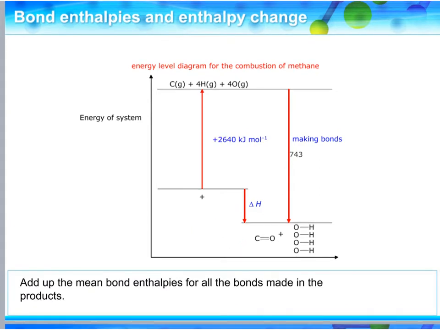All we need to do now is to go to our table and get the values for breaking 4 lots of carbon hydrogen bonds and breaking 2 lots of oxygen bonds. We add all of that up together and that comes to a positive value, because remember, average bond enthalpies, you're putting in energy, it's got a positive value. So to break all of the bonds in the reactants completely requires plus 2,640 kilojoules per mole.